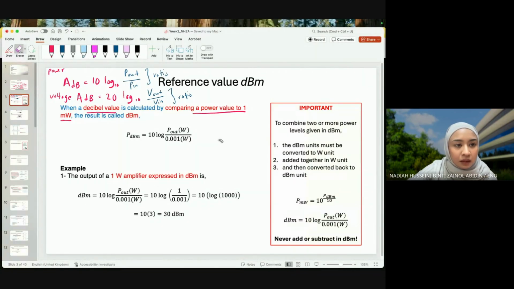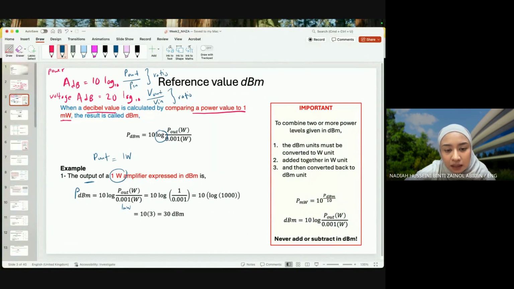Right. Okay, so you still have the log here. So it's still something in logarithmic scale. Okay, so let's do an example. The output of a 1 watt amplifier, expressed in dBm. So this is P out, right? P out is 1 watt, expressed in dBm. So I would write this as P subscript dBm equals 10 log P out in watt over 1 milliwatt in watt, which is just 0.001.